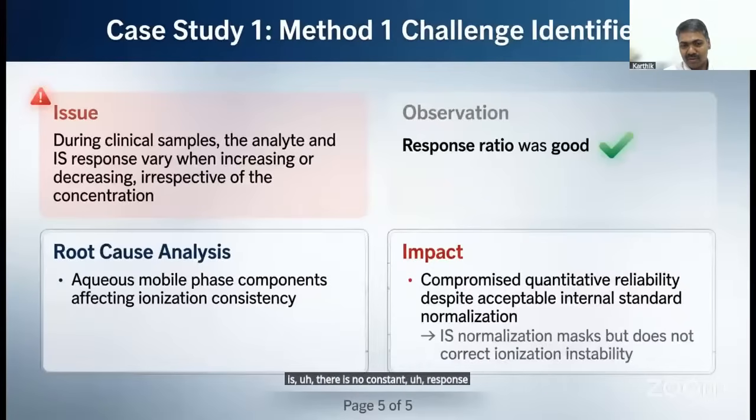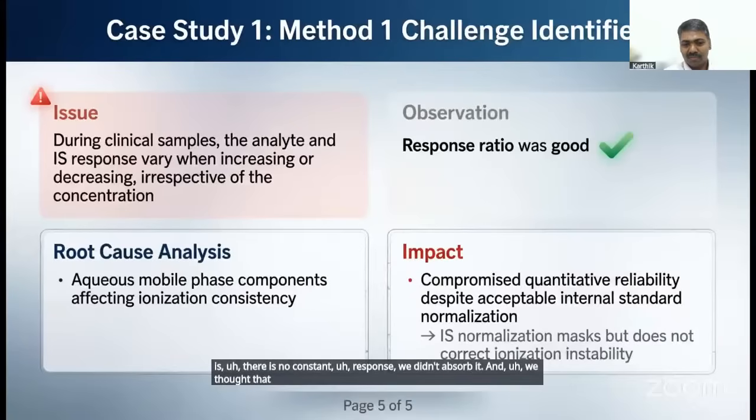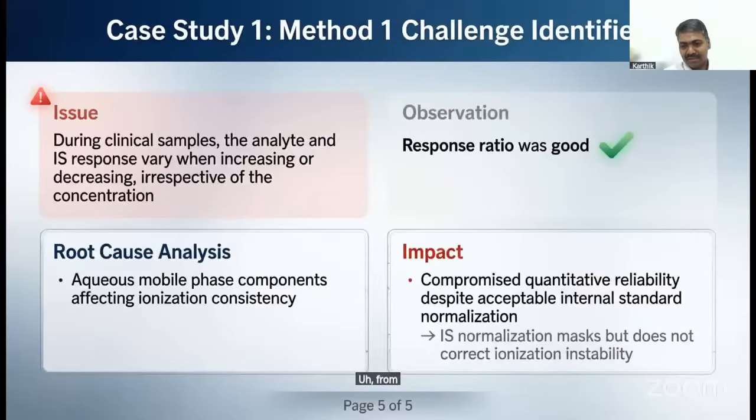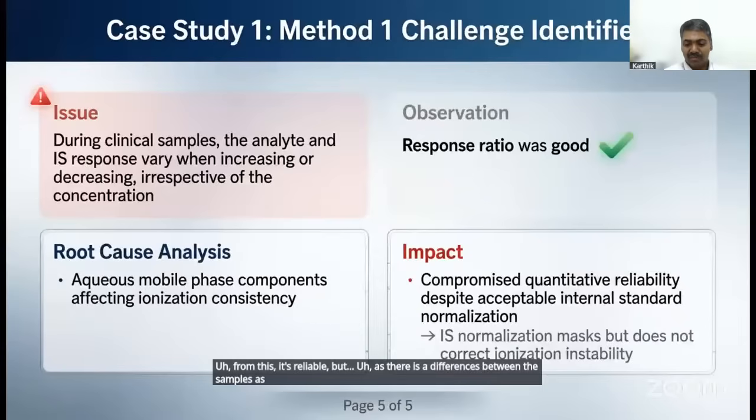We thought that an adverse mobile phase component was affecting the ionization consistency. The data we received was reliable, but as there were differences between the samples, with ups and downs, the regulators would not accept this.